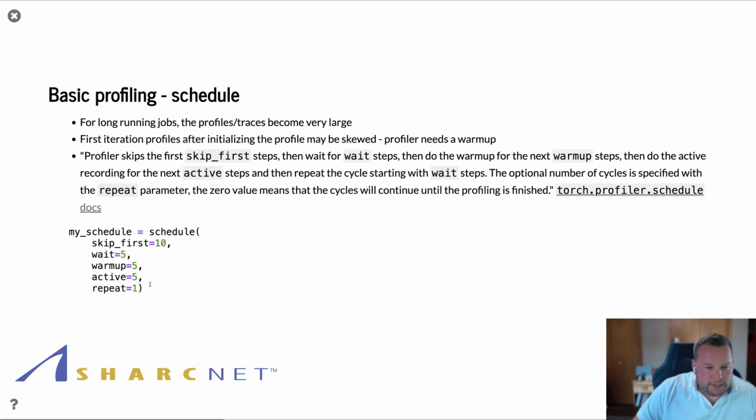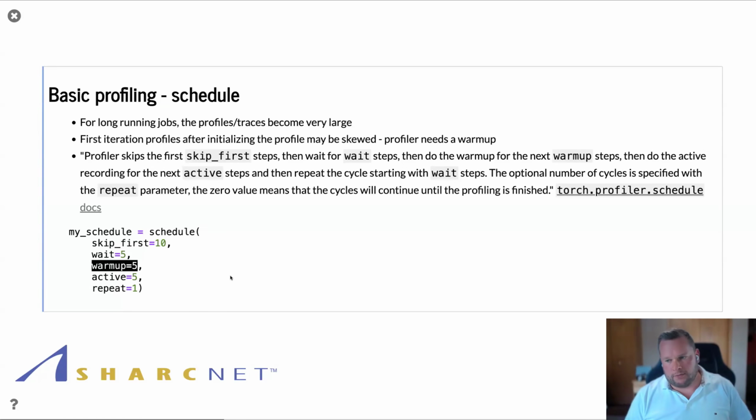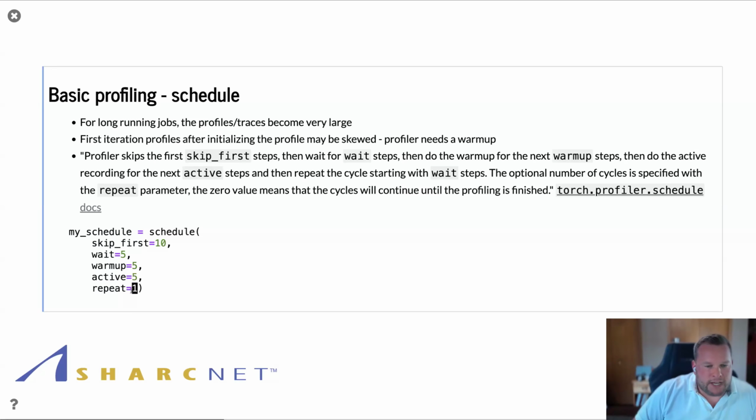And what this specific example will do is the profiler will skip the first 10 steps, then it will wait 5 steps, and then it'll perform a warm-up of 5 steps. And this allows us to not capture some of the overhead from the profiler as it comes online and gets ready for actual capture. After the warm-up, it'll capture 5 iterations. And then here we've set repeat to 1. So it'll just do 5 iterations once, and then it will be done.